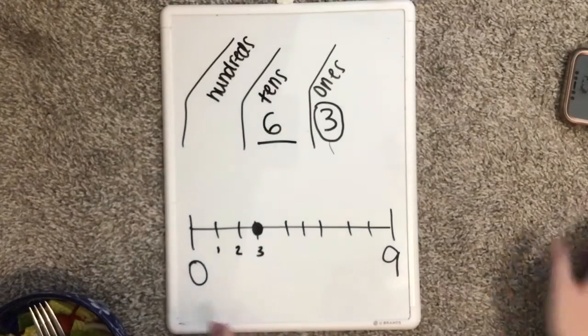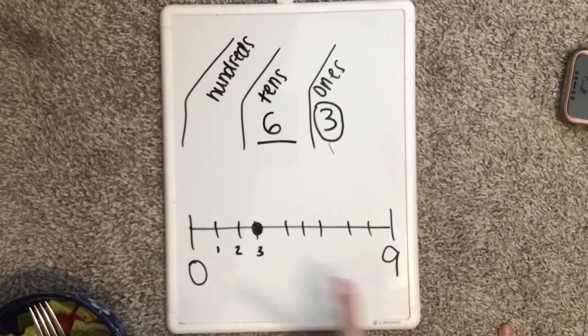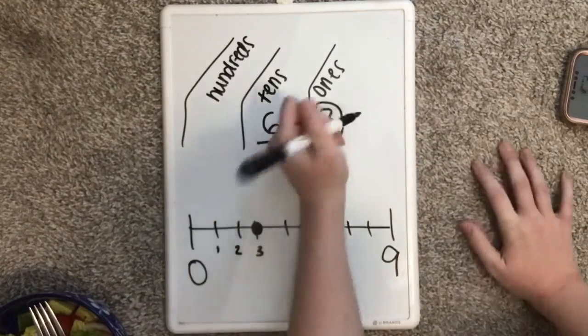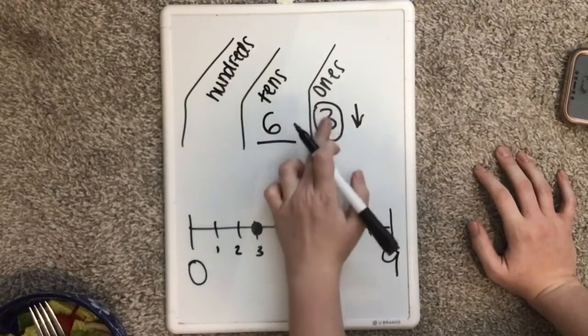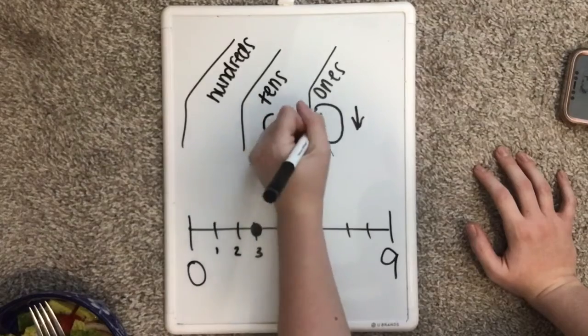And then we're going to look at the number line and see if it's closer to 0 or 9. Now we see that it's closer to 0, so we're going to round down, erase the 3, and make it a 0.